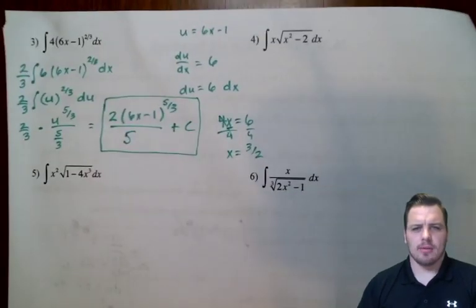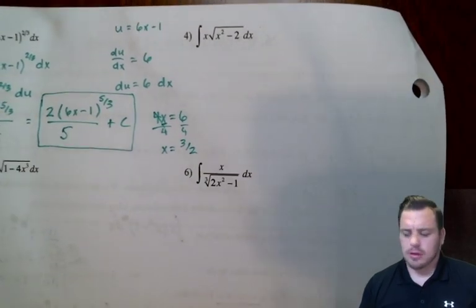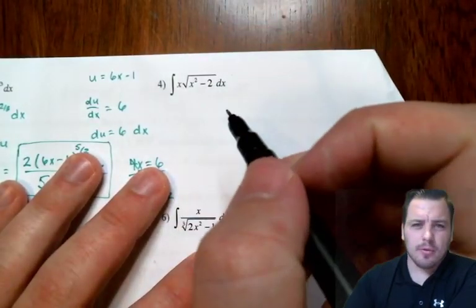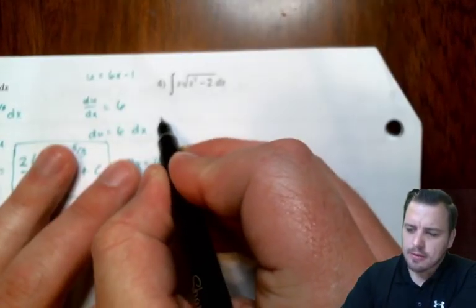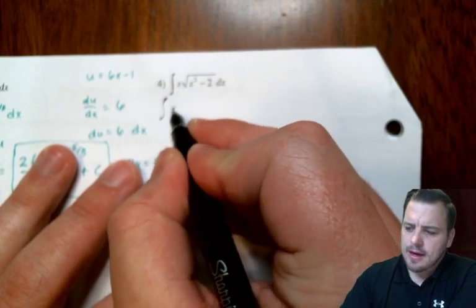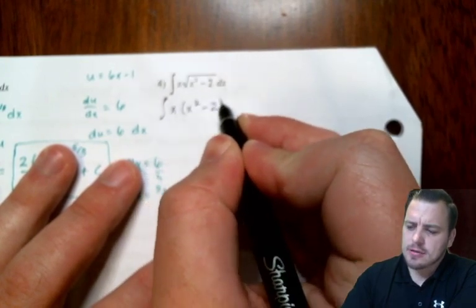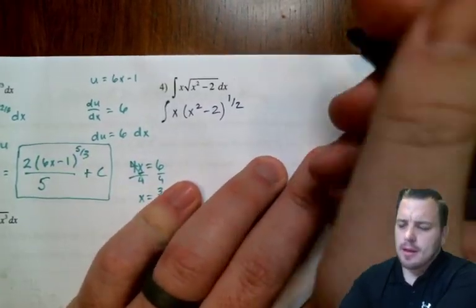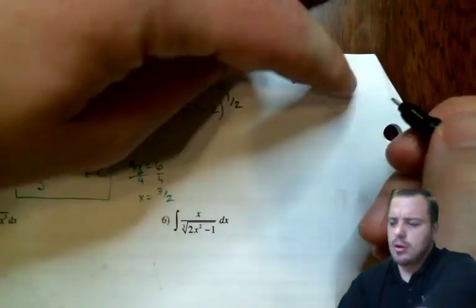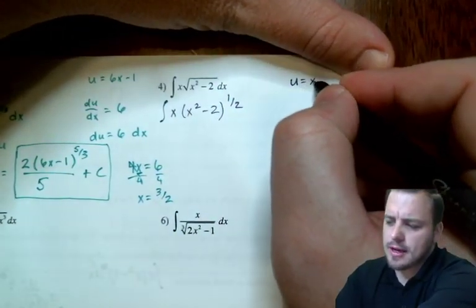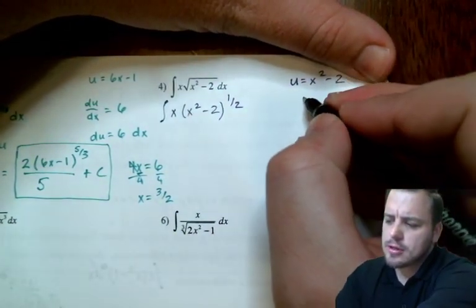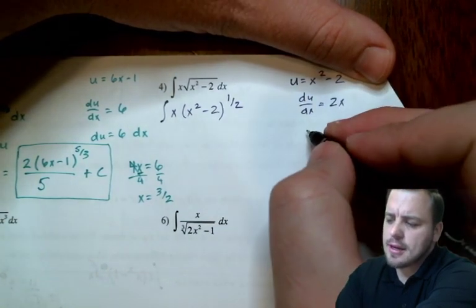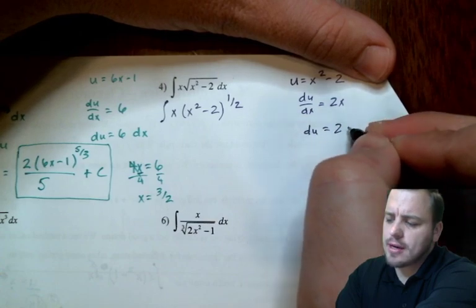All right, moving right along, number 4. So looking at number 4. First step, I'm going to rewrite the integral to be x times x squared minus 2 to the 1/2 power. All right. Then I see that my u will be equal to x squared minus 2. So then my du/dx is equal to 2x. Therefore, my du is equal to 2x dx.